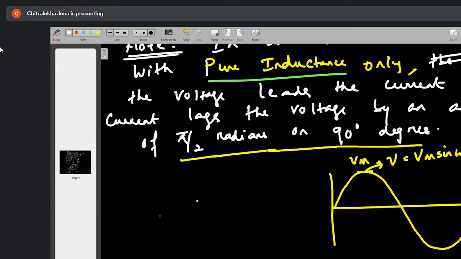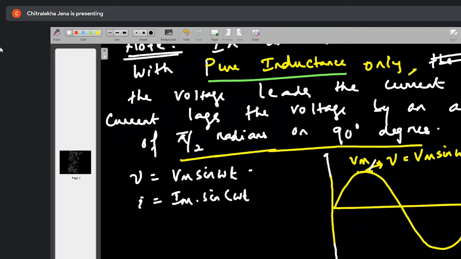Tell me, where will the zero point of the reference of the current waveform start? What is my equation? V is equal to Vm sin omega t. I is equal to how much? Im sin of what? Omega t minus pi by 2. So from where will the zero reference of the current waveform start?